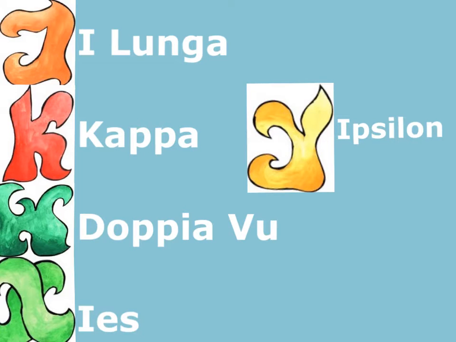Since the Italian alphabet does not contain these letters, they came up with certain names for them. J is I lunga, K is Kappa, W is doppia vu, X is ics, and Y is Ipsilon. Now, the reason these letters are not in the alphabet is because they are of Greek origin, unlike the Italian ones, which are of Latin origin.